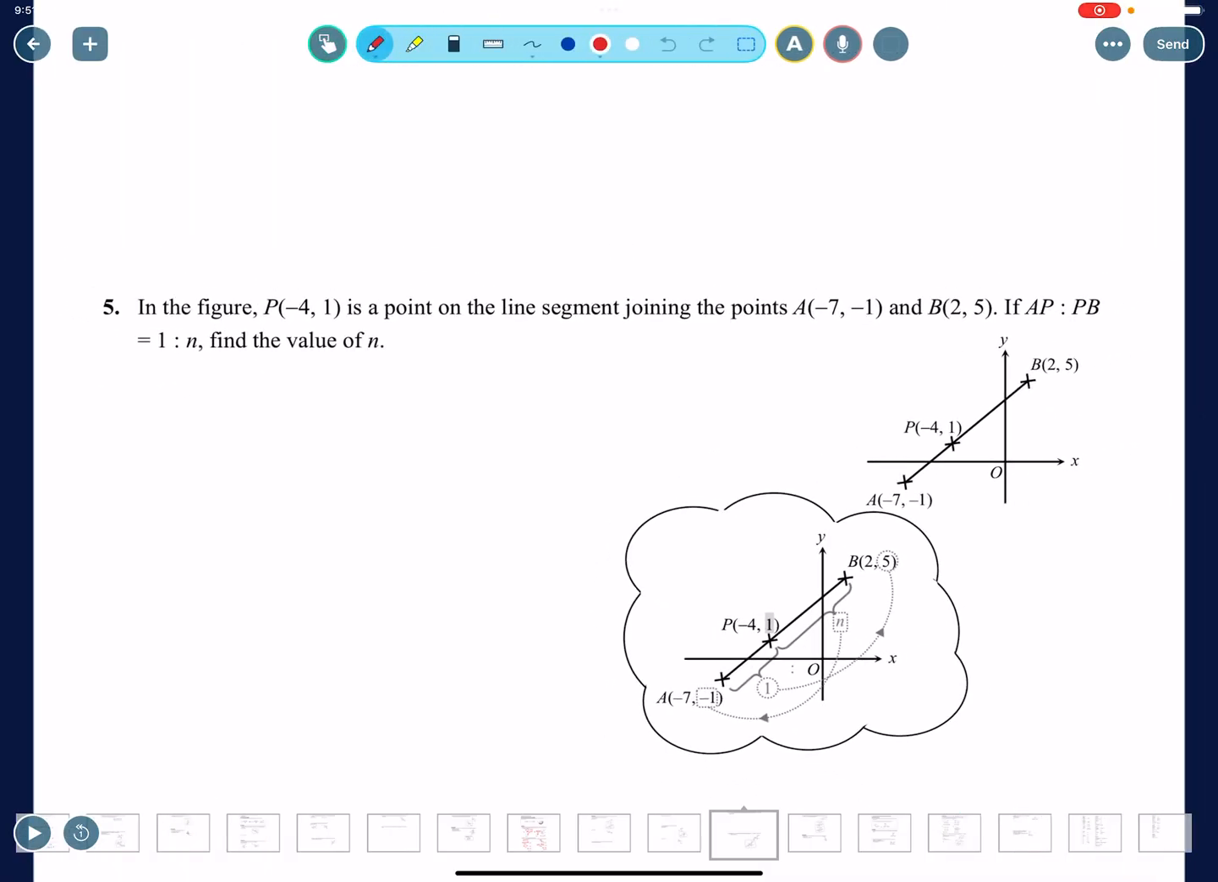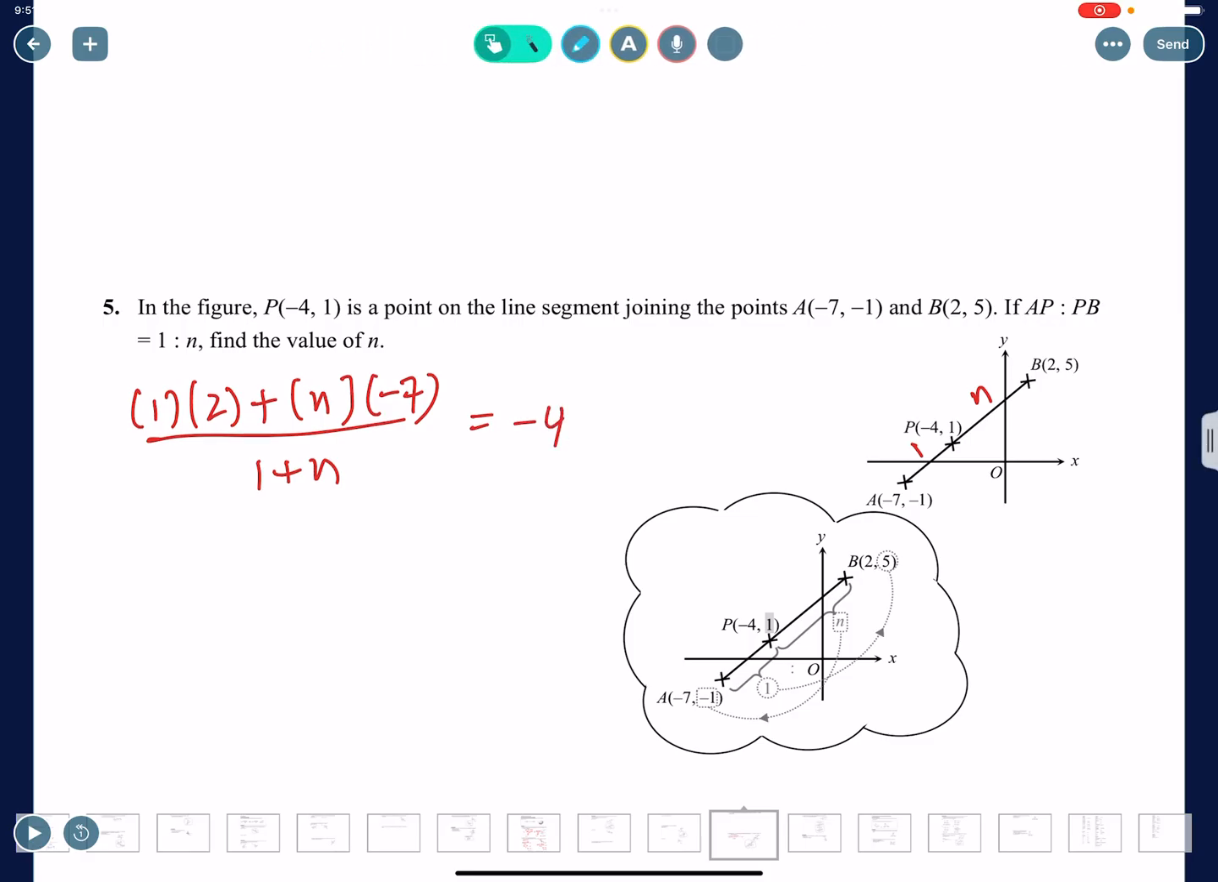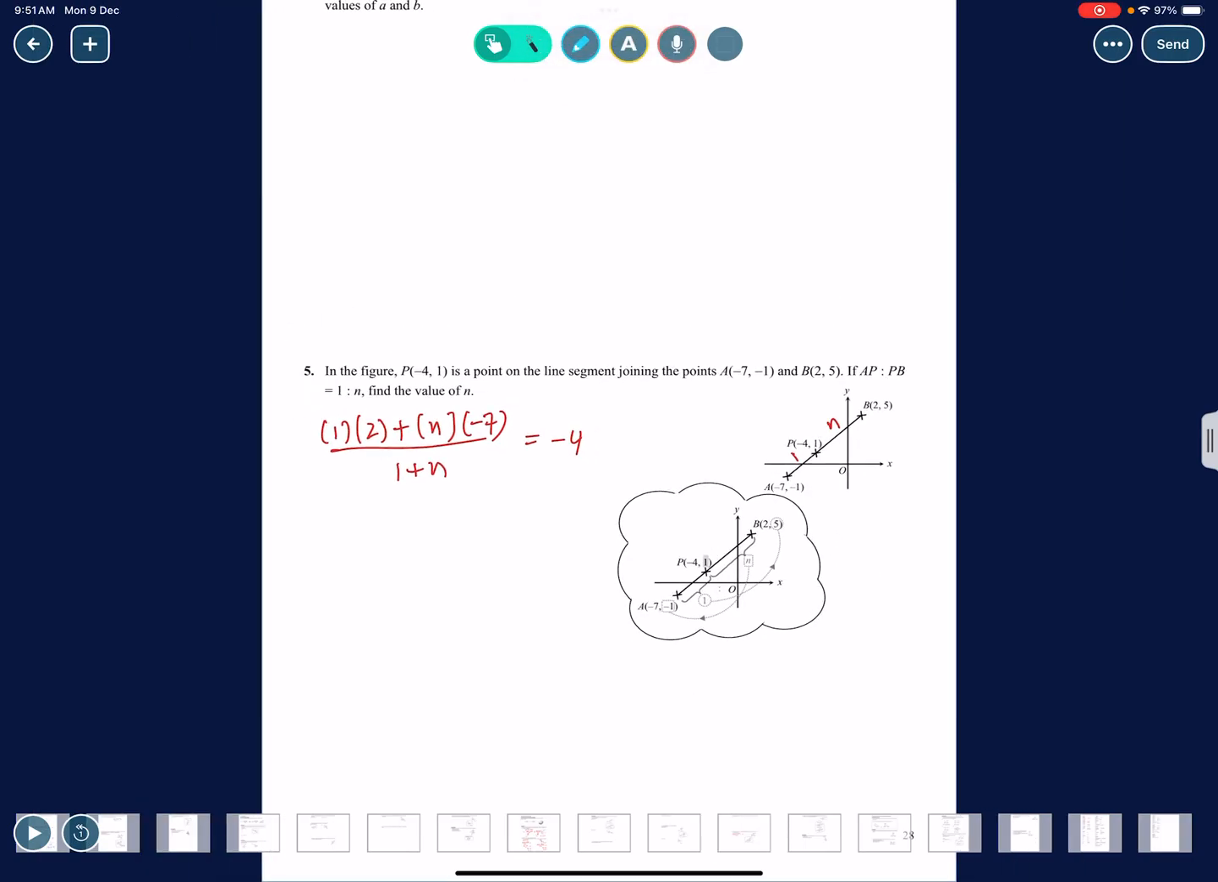Let me try. So it's AP to PB, AP 1, PB N. So let's make an equation. We have 1 times 2 plus N times -7 over 1 plus N equals the midpoint -4. Yeah, you just solve N in this case. There are 2 N's, but that's solvable. It's just annoying. So that's it for this video.